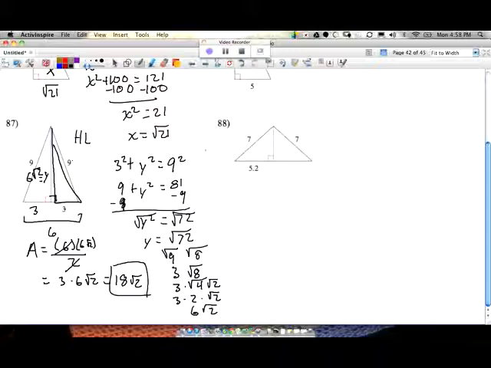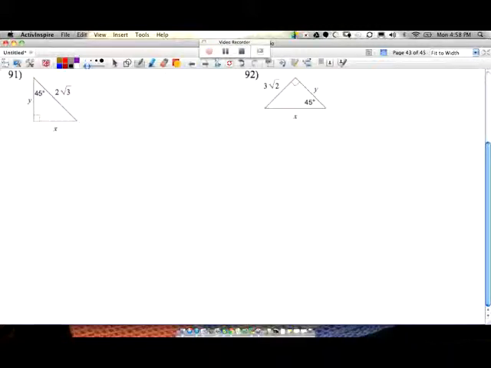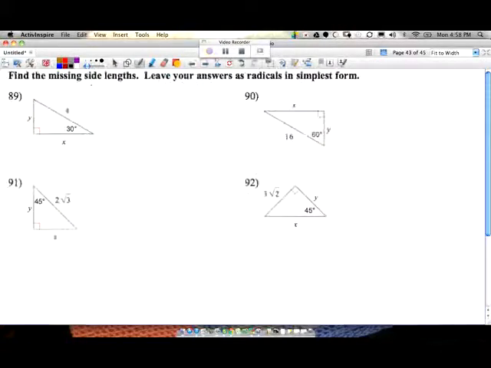That's a lot of work. There we go. 18 square root of 2. Alright, we got special right triangles with missing side lengths. Key things to remember, that we either got half of an equilateral triangle or half of a square. Either way, we can use algebra to work our way to the pieces that we need.